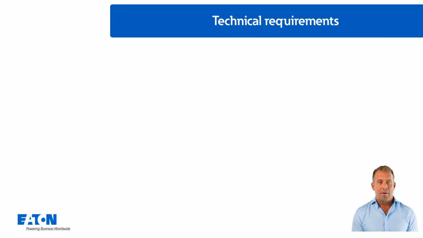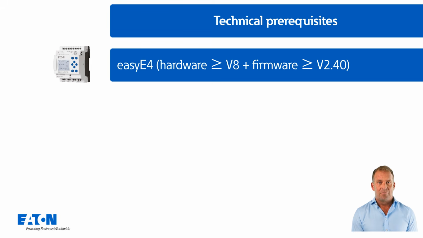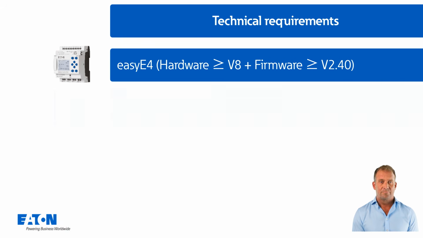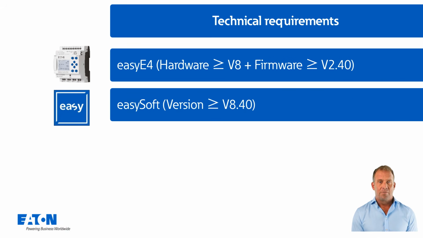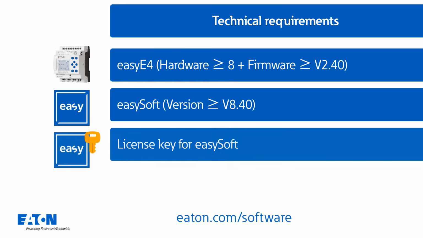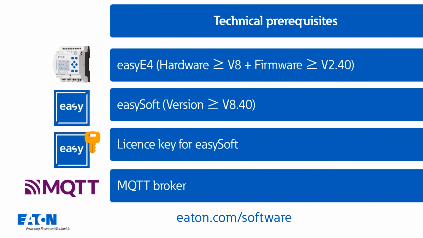The following technical requirements must be met in order to be able to use the MQTT function. A basic unit, an easyE4, with a hardware version of at least 8 and a firmware version of 2.40 or higher. The easySoft programming software, version 8.40 or later. It can be downloaded from eaton.com/software. In addition, an easySoft license key is required for the online transmission of the project. Lastly, in advance, an MQTT broker of your choice must be set up.